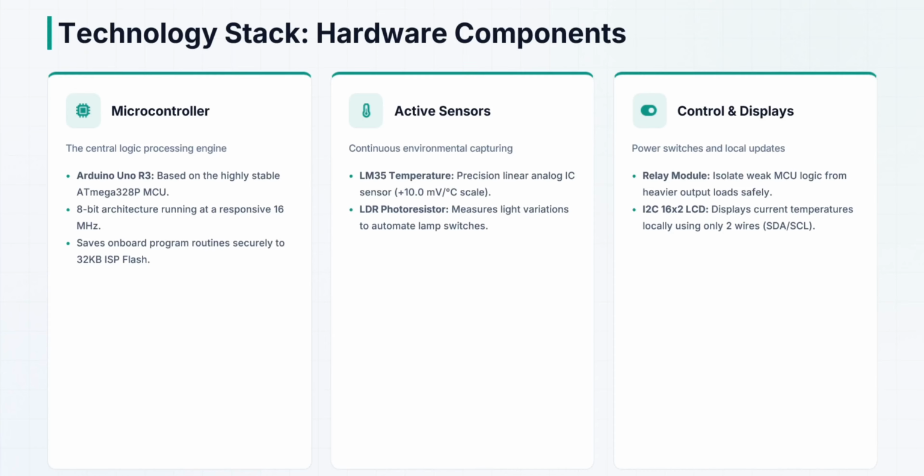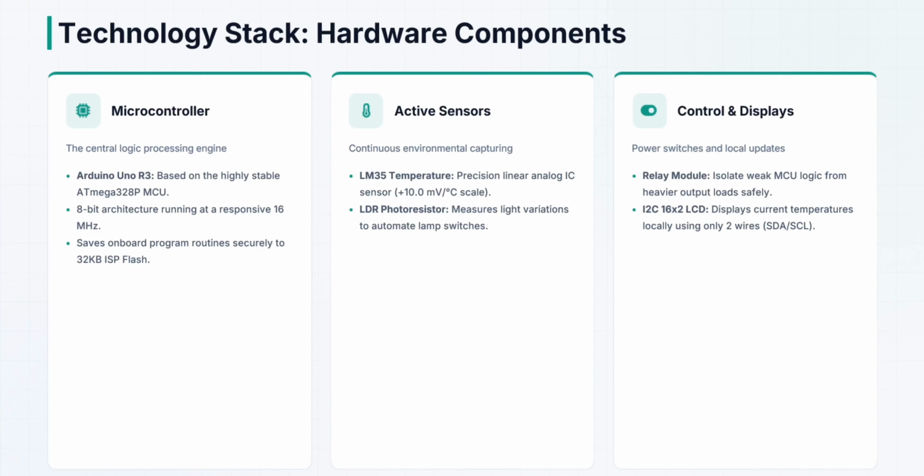Second, our ambient temperature monitor is the LM35 sensor. Unlike thermistors, which are highly nonlinear, the LM35 is a precision integrated circuit temperature sensor whose output voltage is linearly proportional to the Celsius temperature. It operates at a scale factor of 10 millivolts for every single degree Celsius, spanning a range from minus 55 degrees Celsius to plus 150 degrees Celsius.